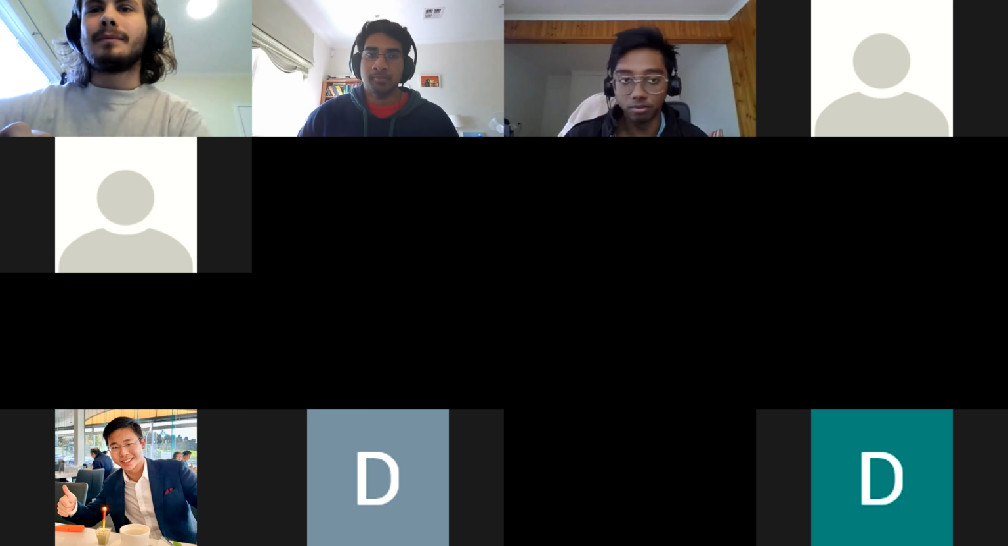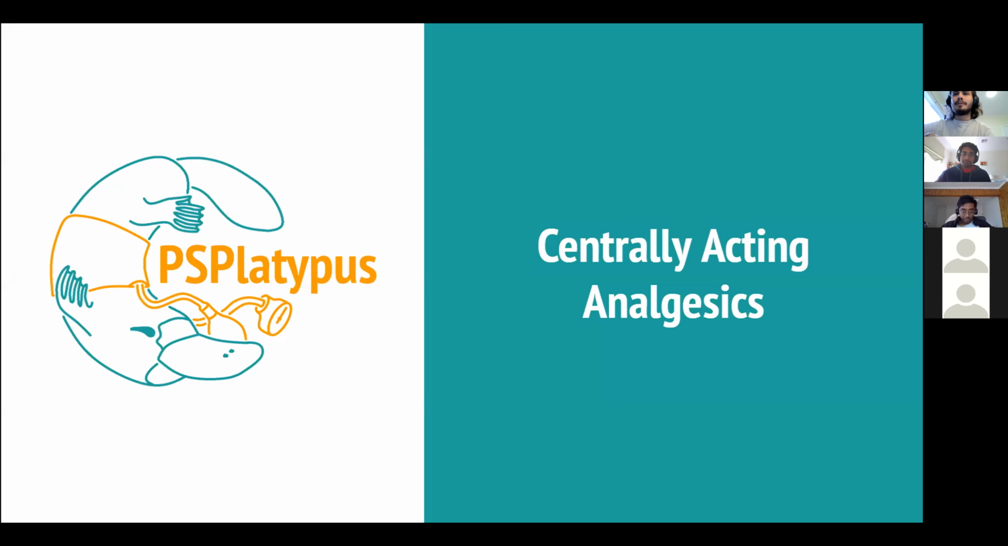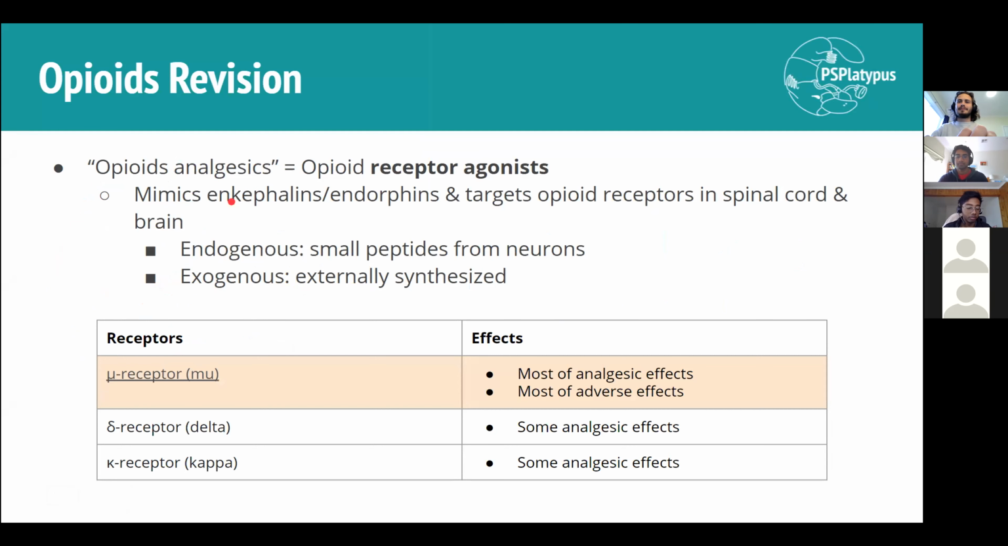Okay, cool. So I'll be talking about centrally acting analgesics. So this is really about opioids and a bit more info that we'll be adding on to what I talked about previously in the physiology lectures on pain. So when we think about opioids, they really are just opioid receptor agonists. And you might remember endogenous opioids that we talked about briefly in the descending pathway of pain. Make sure to have a quick look at that if you don't remember.